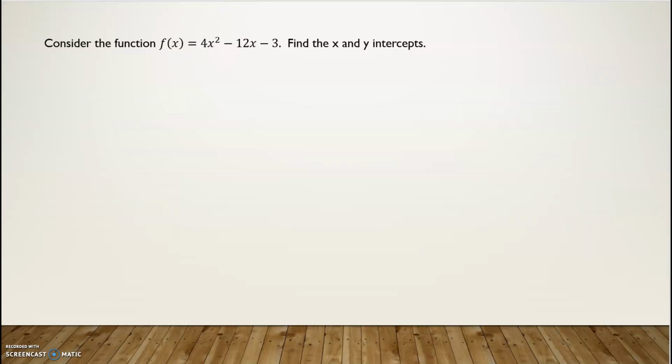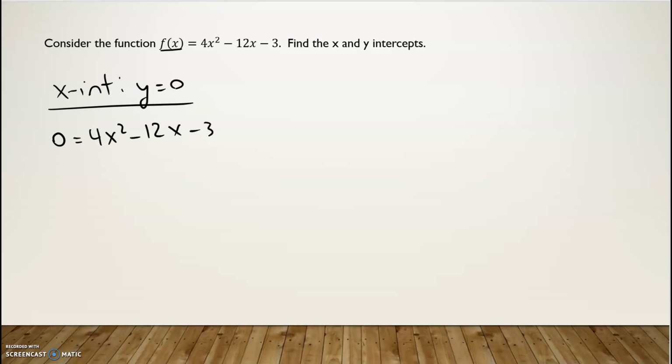So for this one, we're going to find the x and y intercepts for the function 4x squared minus 12x minus 3. So if we're going to find the x-intercept, that means y equals 0. And we also know that f of x, that's just a fancy way of writing y. So 0 is equal to 4x squared minus 12x minus 3.